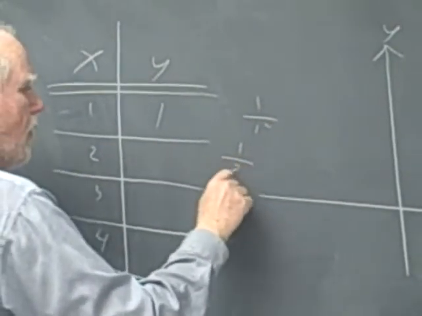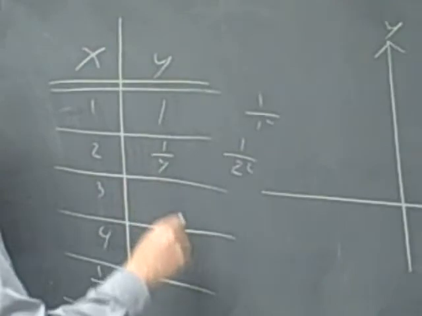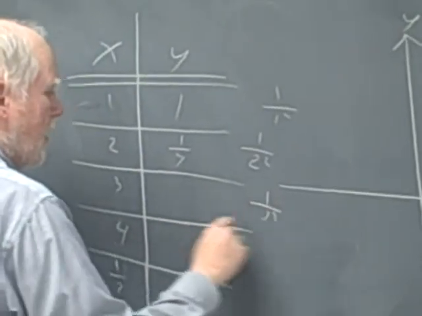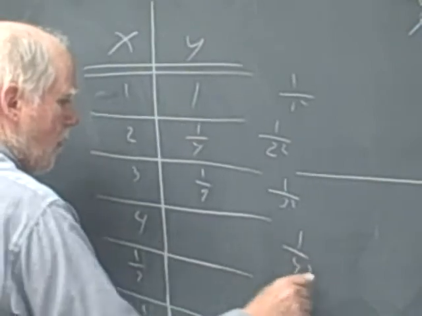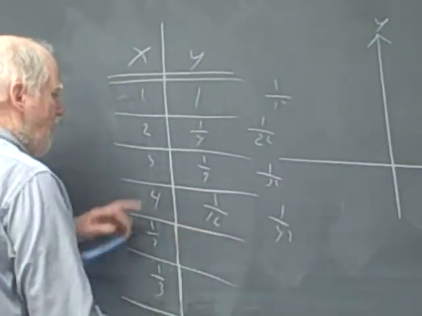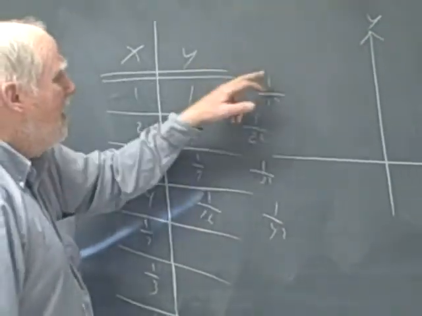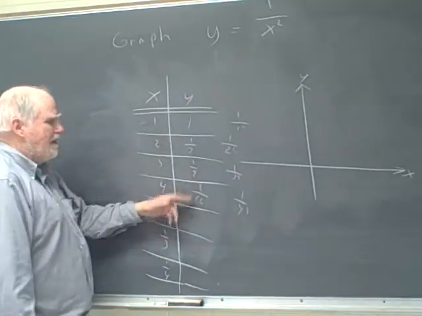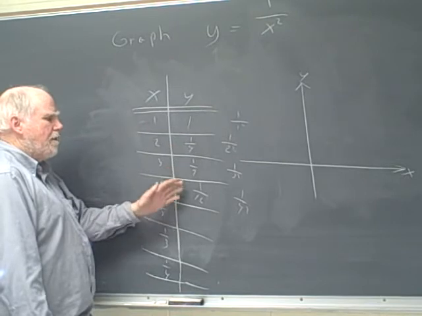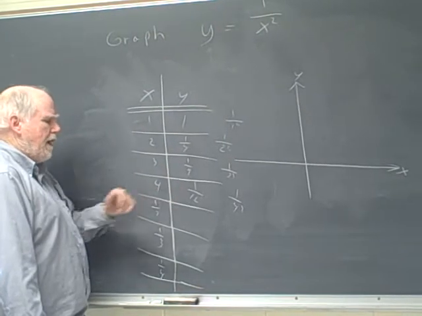Then I get 1 over 2 squared, which is 1/4, 1 over 3 squared, which is 1/9, 1 over 4 squared, which is 1/16. So if I put these numbers in and do exactly what it tells me to do, square them on the bottom, I get these numbers, which is very similar behavior to 1 over x.